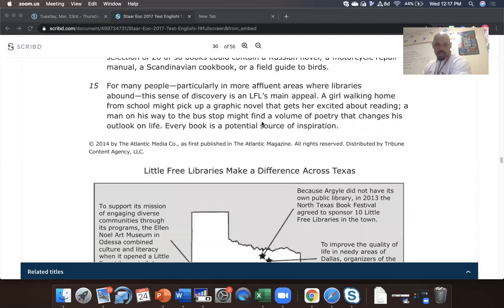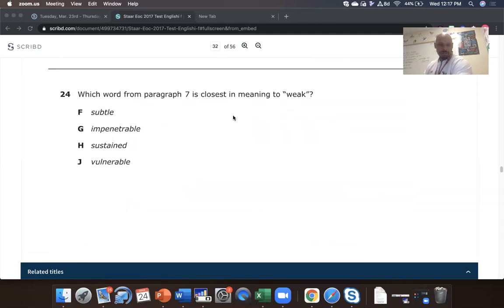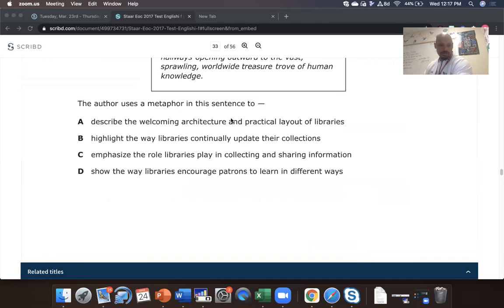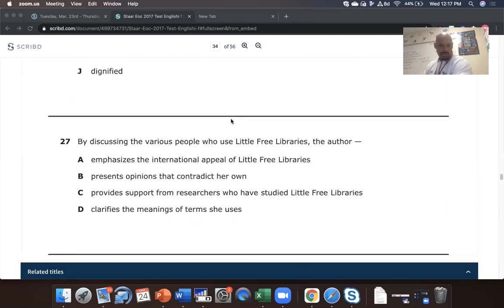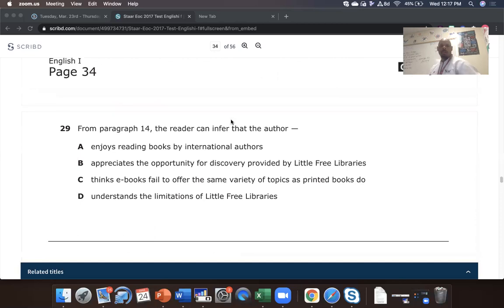Now that we have read paragraph 14, let's take a look at the question. Which one was it? No, that wasn't it. What was it? 29, right? So based on what we have read in paragraph 14, what can we eliminate? D and C, okay. Thinks ebooks fail to offer. Yep, because there was no mention of ebooks, right? Understands the limitations. Okay, so that leaves us with A and B. So based on what we read in the paragraph, what's the best inference?